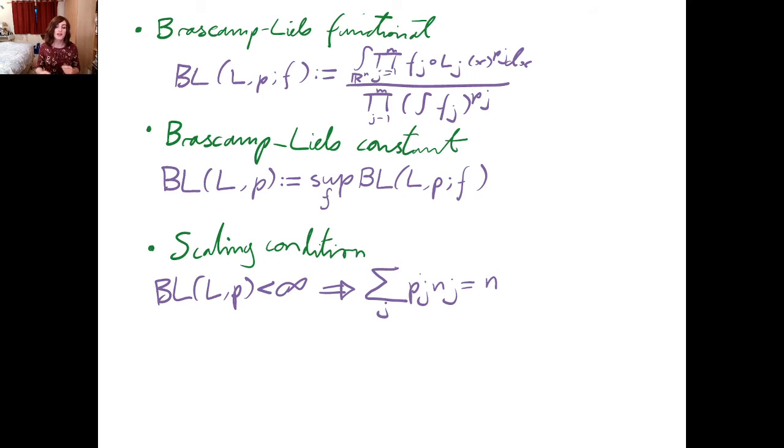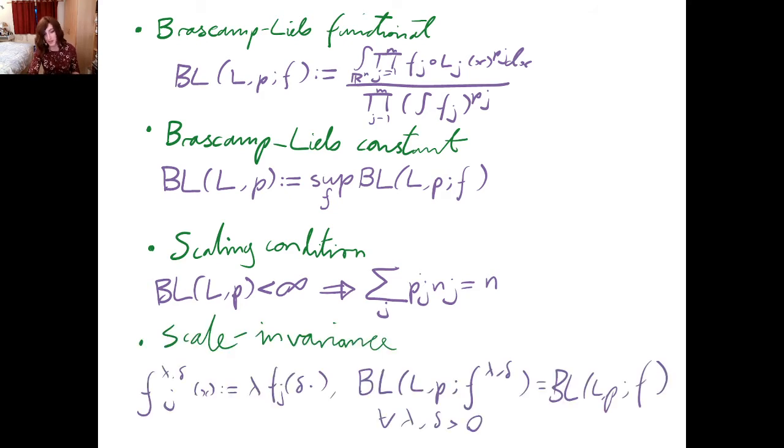There's a scaling condition that arises where if you want this Brascamp-Lieb constant to be finite, you need the Brascamp-Lieb functional to be stable under certain rescalings of the fj, and this gives you this fairly trivial scaling condition, under which we then have this broad class of invariances that I'd like you to bear in mind. So I guess a key thing is that the Brascamp-Lieb functional is constant under L1 rescalings, which is important.